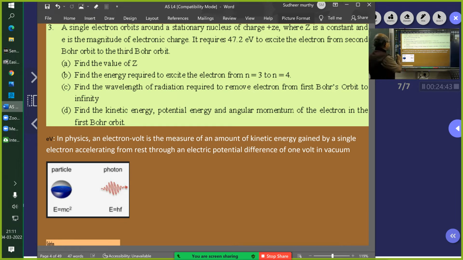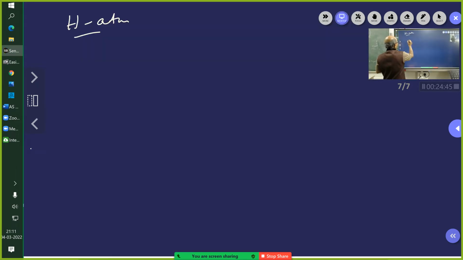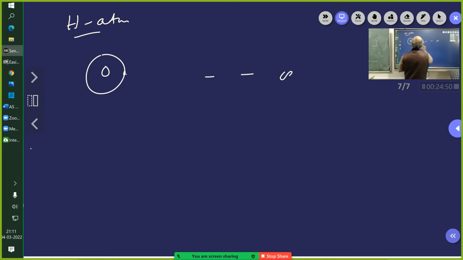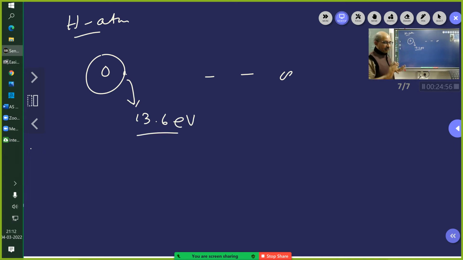If it was a hydrogen atom, then the amount of energy you need to knock out an electron from the first Bohr orbit to infinity would be simply 13.6 electron volts.